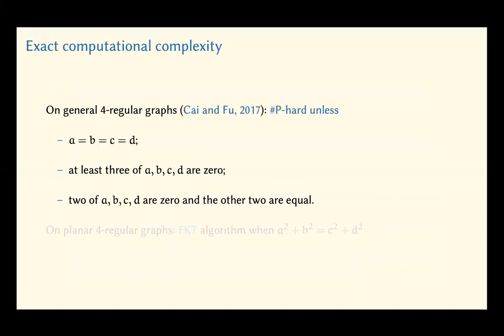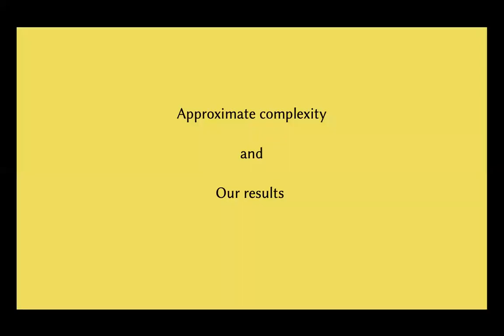In terms of the exact computational complexity, this model was understood. On general 4-regular graphs, the partition function is #P-hard to compute except under three conditions. On planar 4-regular graphs, we know that the problem can be solved using the FKT algorithm when A squared plus B squared is equal to C squared plus D squared. So let's look at the approximate complexity of this model.